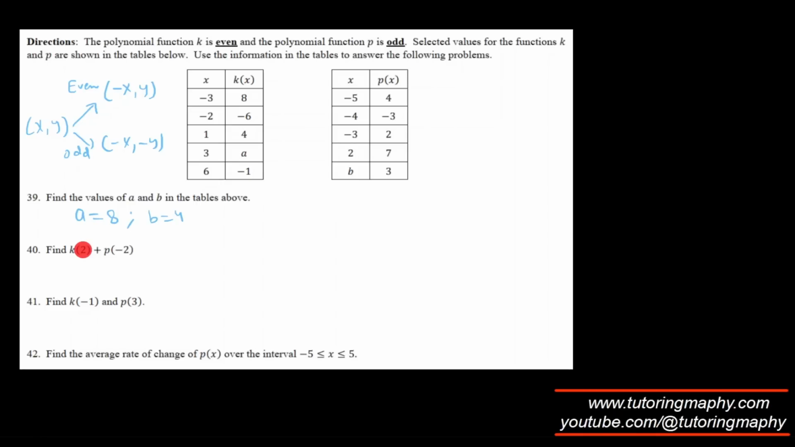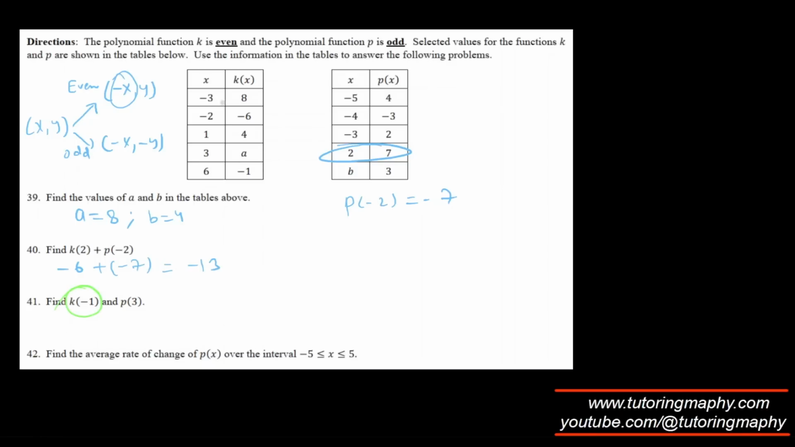Okay. What is k of 2? Here we know that k of negative 2 is negative 6. So k of 2 will also be negative 6 because we just discussed that even if you change the sign of x, as in make negative 2 to 2, the y doesn't change. So it will remain negative 6. P of negative 2. What is p of 2? P of 2 is 7. So obviously p of negative 2 will be negative 7 because both change the sign. So this will be negative 7. So the answer is negative 13.